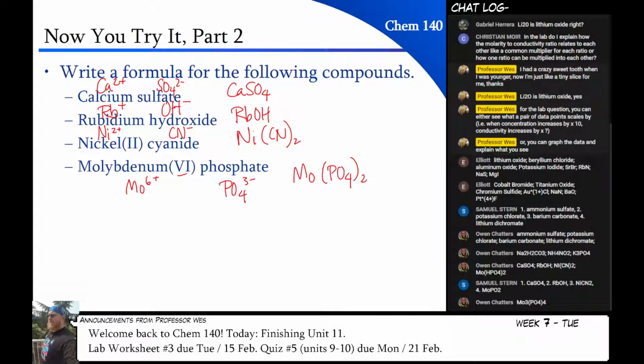There you go. So be careful with parentheses. I'm looking over the answers. It looks like most people got most of these right, so that's good. Just issues with trying to find the right polyatomic ion, most likely. So be mindful of that. Make sure that you know what the polyatomic ion is and its charge, because that is necessary for figuring out its formula. All right, that's it for ionic compounds.